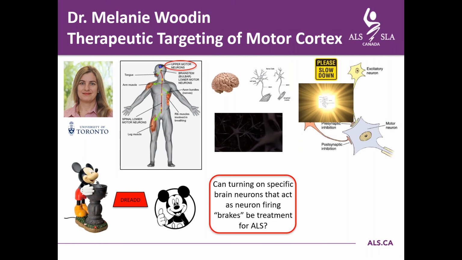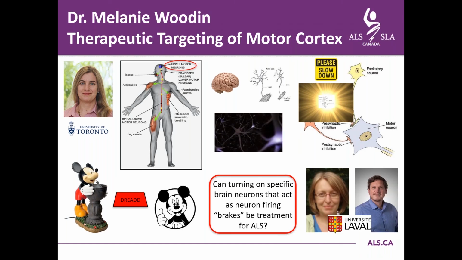So ultimately, from this discovery grant, we found out that perhaps turning on specific brain neurons that can act as the brakes for upper motor neuron excessive firing might be a potential treatment for ALS, and it is something that she's looking to potentially move forward eventually to clinical trial.